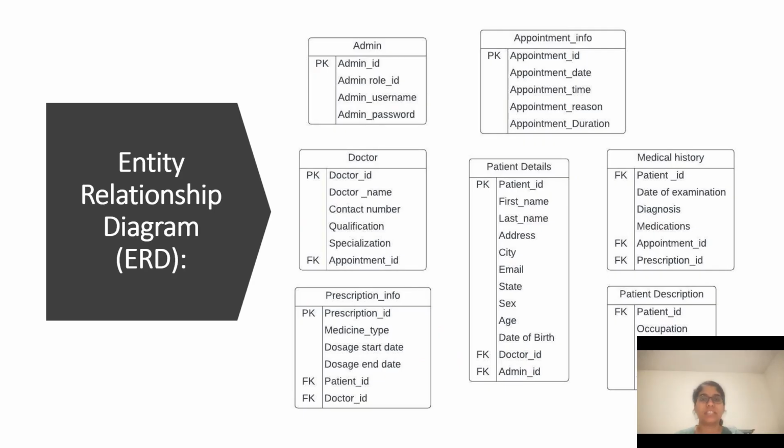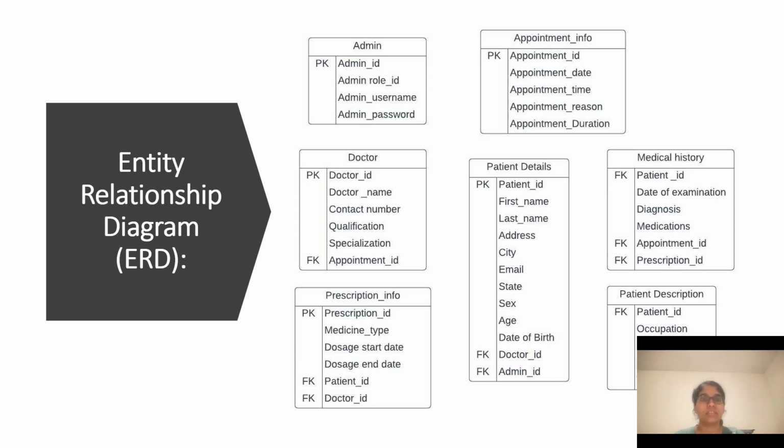Here is the database system we have developed for our project. We have created 7 entities in this project. First one is admin, second one is appointment info entity, third one is doctor entity, fourth one is patient details, fifth one is medical history, sixth one is prescription info entity, and the last one is patient description.